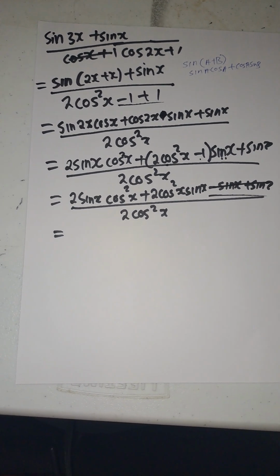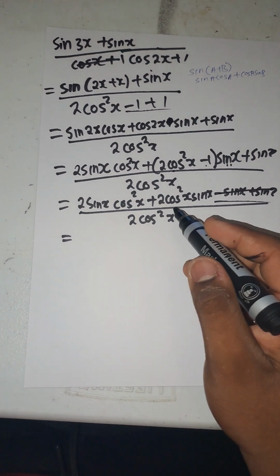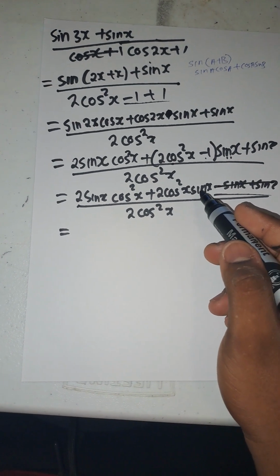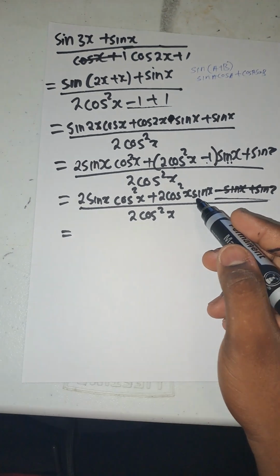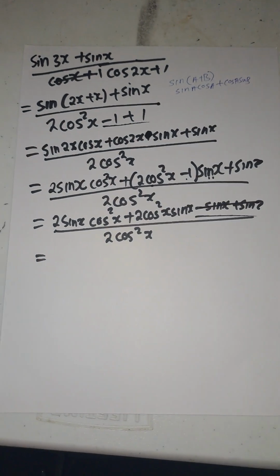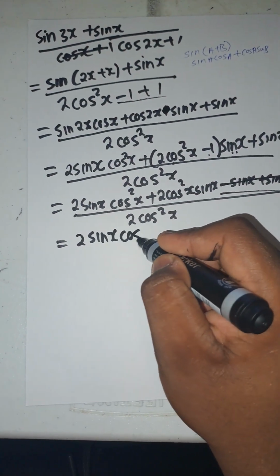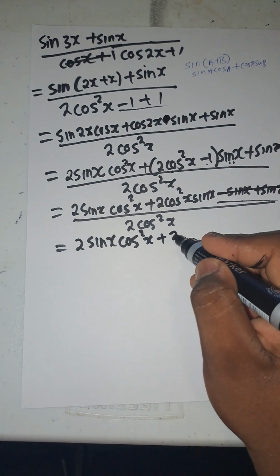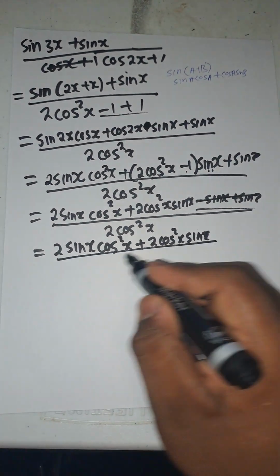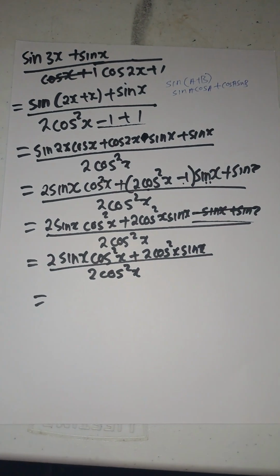So now after that, this is where we are going to continue. Okay, so now check something. You have 2 cos squared x, then sine x. Is it fine there? That's how it is. So now when it is like this, you are going to write 2 sine x cos squared x plus 2 cos squared x sine x over 2 cos squared x. And then after that, we are going to continue.